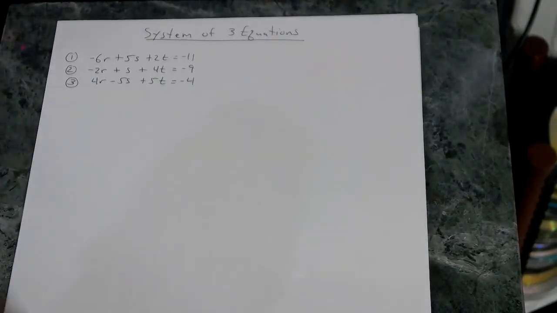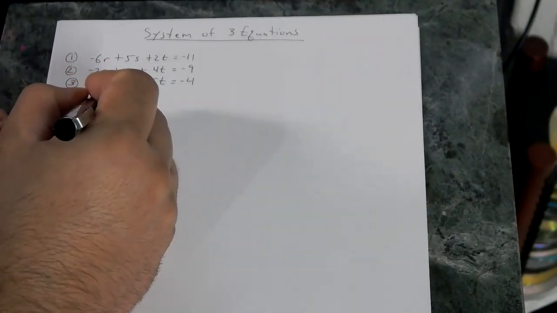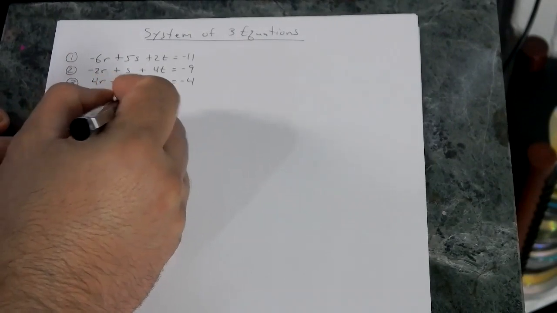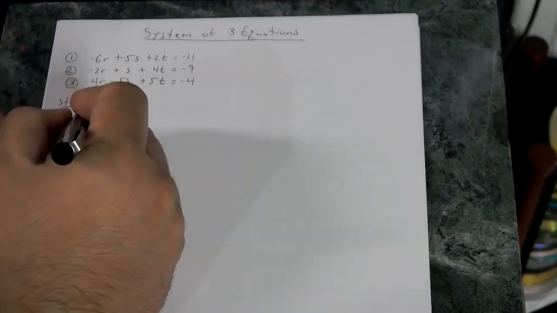So step 1 is to take equation 1 and equation 2 and get rid of one variable. I don't care which one, the r, the s, or the t, we don't care. So I'm going to rewrite the first two equations.